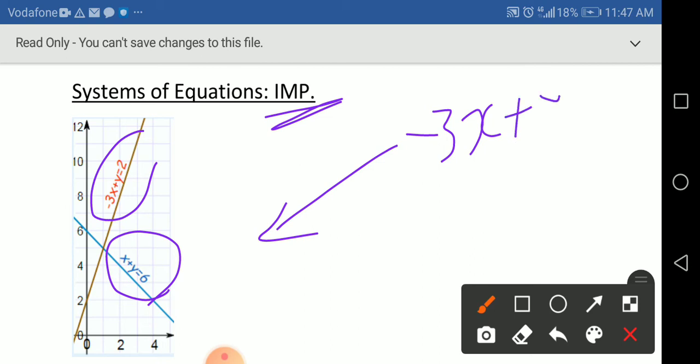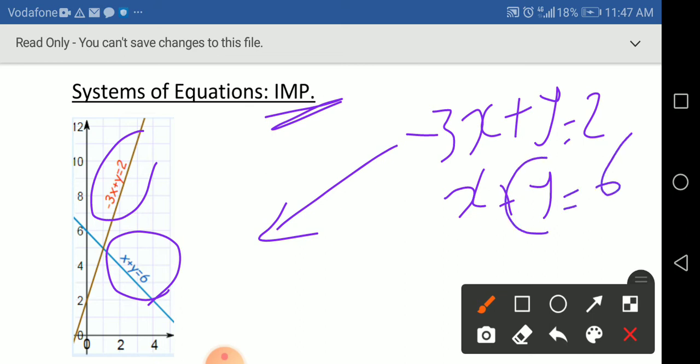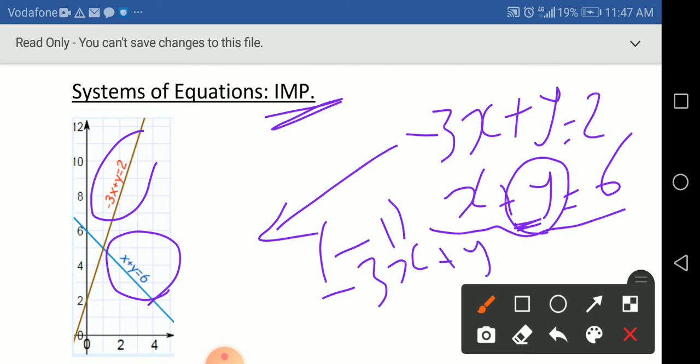Negative 3x plus y equals 2. And I have also x plus y equals 6. Okay, so what should I do here? I want to eliminate the variable y. And this is positive. How can I get this negative? Multiply the whole expression by negative 1. So I have negative 3x plus y, the first line. Then I will multiply negative 1 times x, negative x.